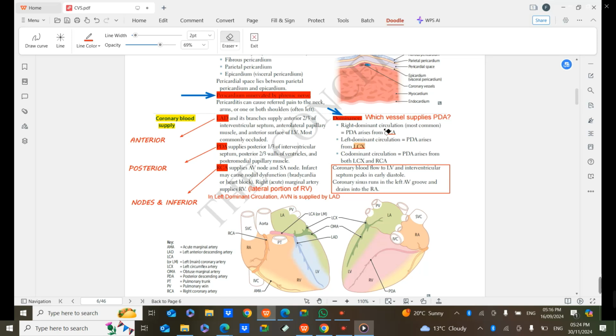So if I check through the question, I can't see anything affecting the PDA. I can't see a holosystolic murmur. I can't see anything like mitral valve regurg. I will be thinking more towards something like the left circumflex artery. So this is left dominant.